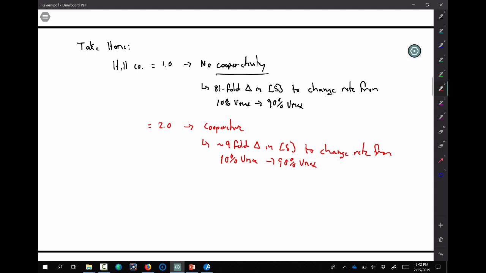Is there any relationship between the Hill coefficient and the KT? Okay, so the question is, is there any relationship between the Hill coefficient and the KT? I'd have to go back and look. So, yeah.